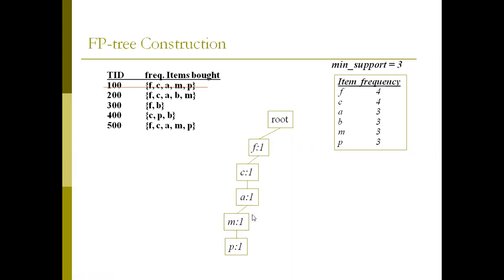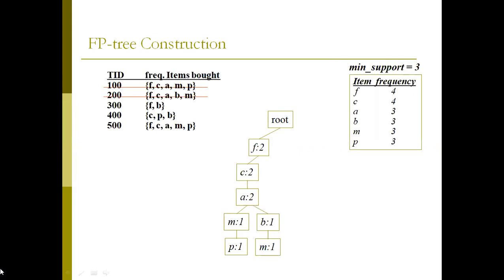Okay. This is the creation of the first one. FCAMP, FCAMP. Each one is visited only one time for the first transaction. Coming to the second transaction, like this. See, F is visited 2 times, C is visited 2 times, A is visited 2 times, and B, M. Okay, so B is a right child for A, and M is the only child for B, right?